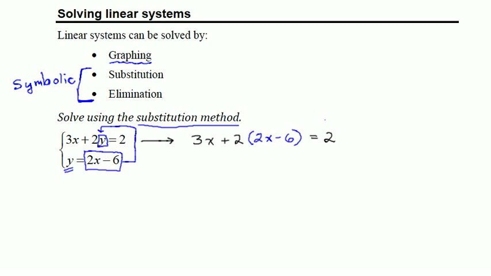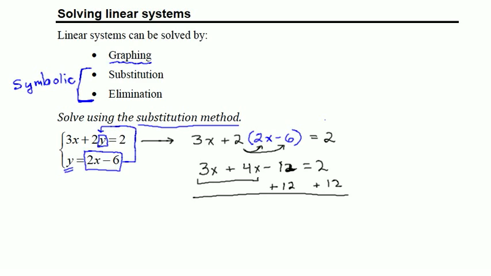We now have an equation that's entirely in the x variable, so we can solve this for x and get it all the way down to a number, right? I'm going to distribute 2 into these parentheses to get 3x plus 4x minus 12 equals 2. Combining the 3x and the 4x in the same step, I'll go ahead and add 12 to both sides to move that away. That gives me 7x equals 14, and when I divide both sides by 7, I end up with x equals 2.